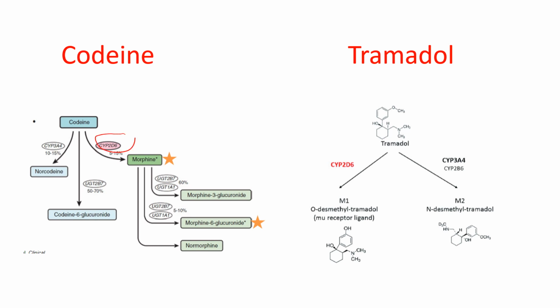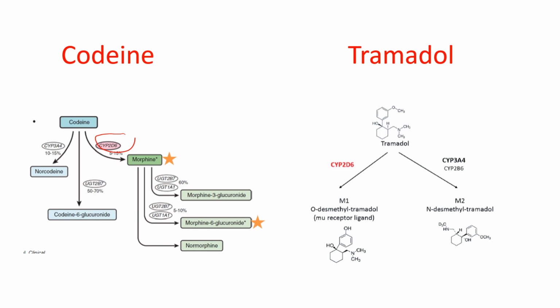This is the primary pathway that we ideally want. People that can metabolize codeine into morphine obviously will have a greater degree of pain relief, but people who are poor metabolizers won't be able to get this pain relief because the codeine itself doesn't really have an effect on our body. It's the morphine.